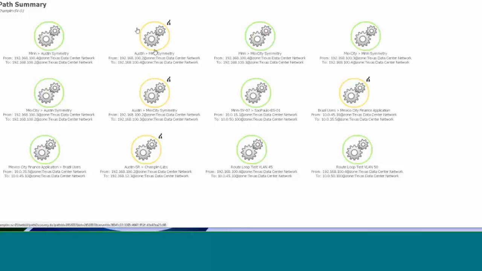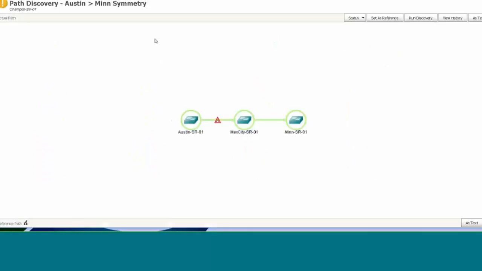Now you can see here that I've got a path that has deviated from its reference. It's set up as yellow. That means there's something going on here. Let's take a look at this. You can see from Austin to Minnesota, I'm hopping through Mexico City. Well, that's because I changed that OSPF configuration to reroute my traffic.